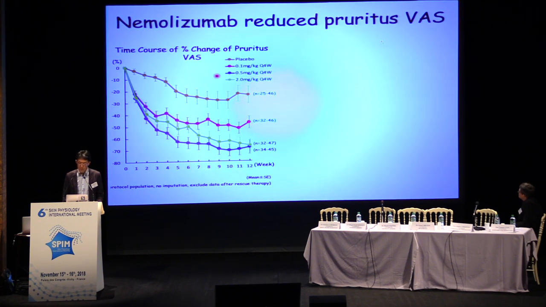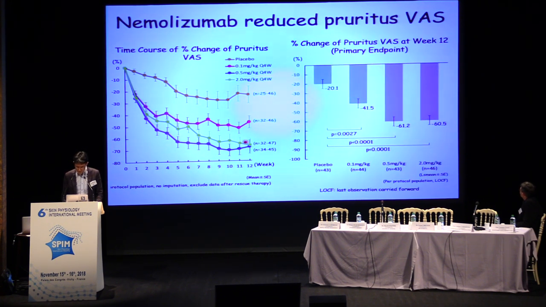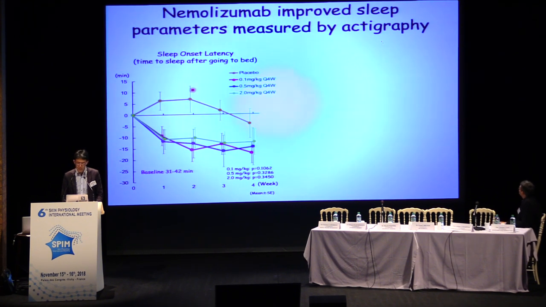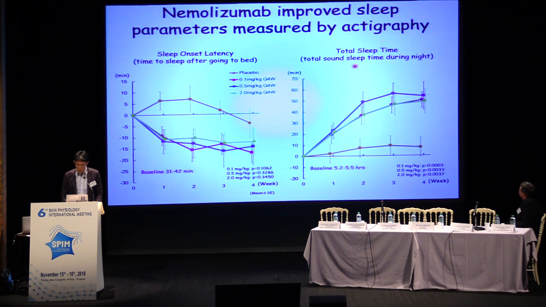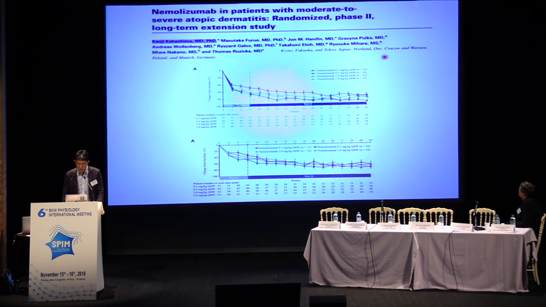So this is a result of a phase 2 clinical trial, and compared to placebo, anti-IL-31 reduced itch sensation, and also improved sleep onset latency and the total sleep time. So controlling itch may increase the quality of life of atopic dermatitis patients. And this drug acts on itch at first, but a few weeks later the skin lesions get better. After 52 weeks, the clinical manifestations get better.